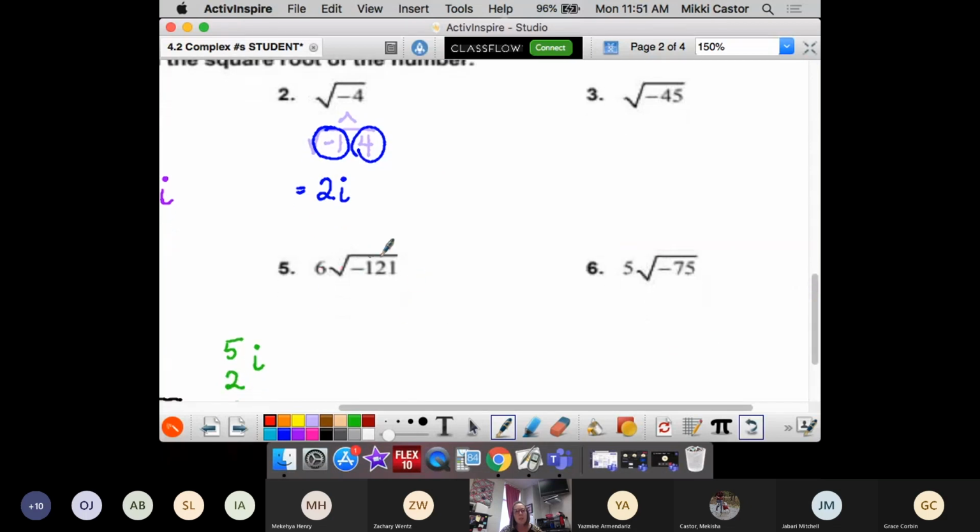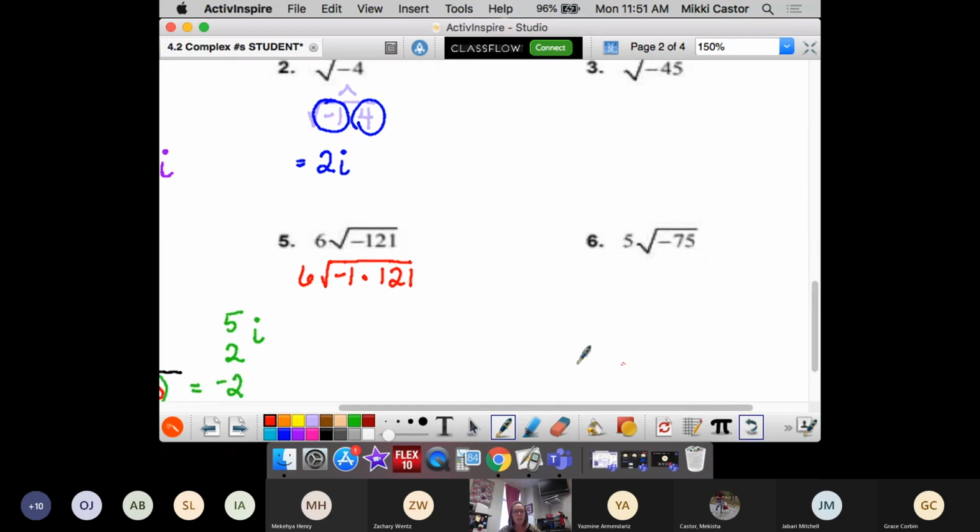The concept could be the same down here. Number 6, and then we would have the square root of -1 times 121. Some of you may recognize that 121 is a perfect square. We would just bring the 6 straight down. I know -1 is going to come out of the house as the imaginary, as i. And the square root of 121, that is a perfect square, is 11. So now we have 6i times 11, which would be 66i.